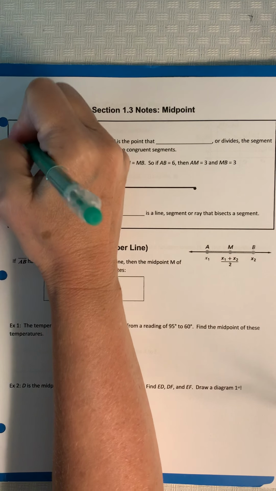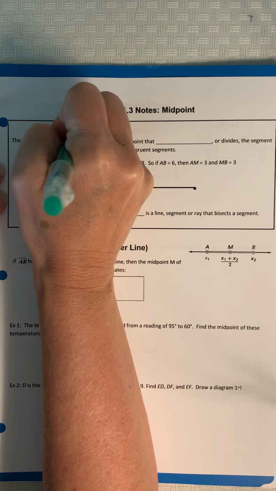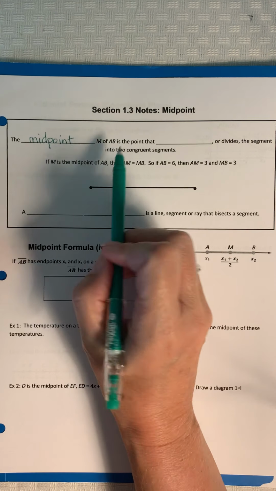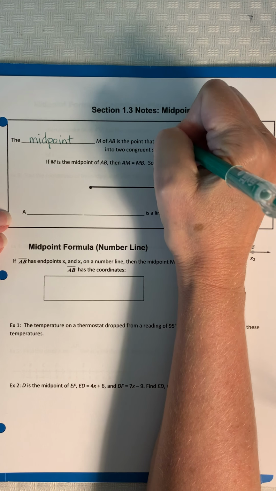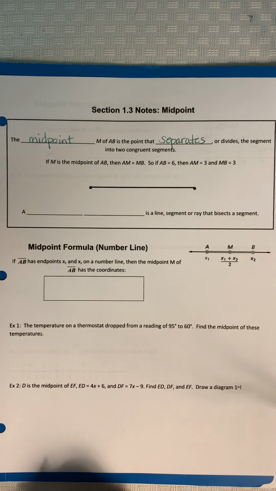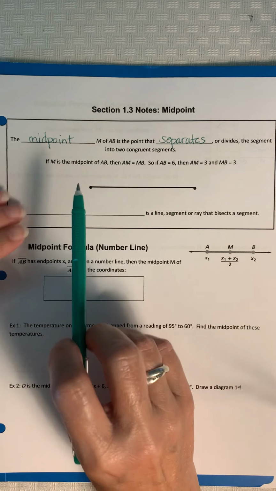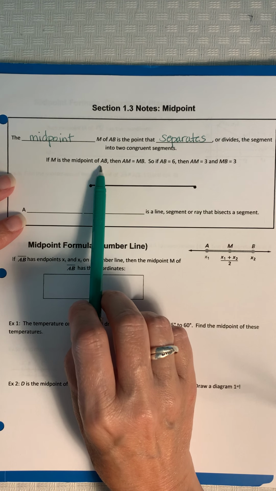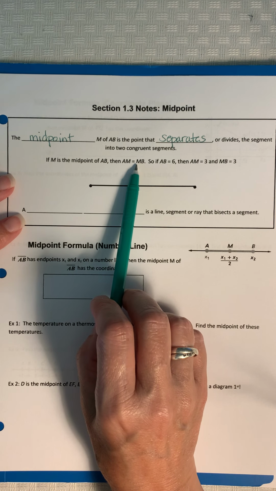So the midpoint, M of AB, is the point that separates or divides the segment into two congruent segments. Remember, we talked about congruent: two equal segments, the same length. So if M is the midpoint of AB, then the length of AM is equal to the length of MB.